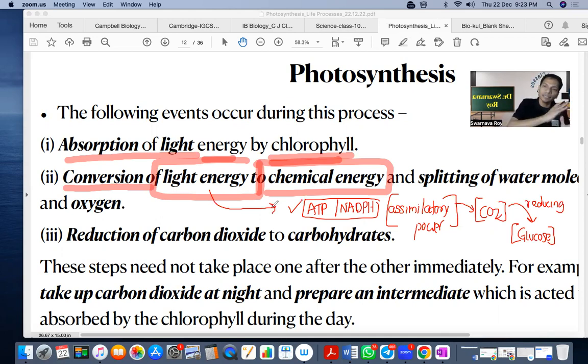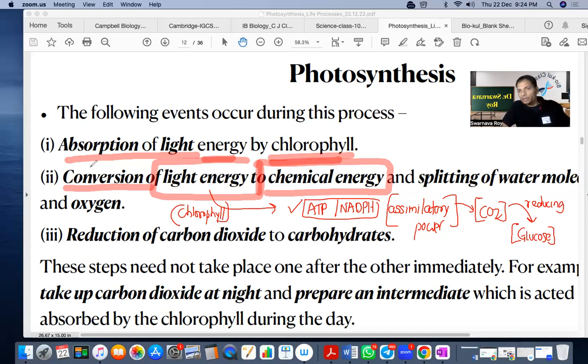Light energy is converted into chemical energy, and chlorophylls play a role in this conversion. How is this happening? By a process called the light reactions. These light reactions help in capturing the sunlight and converting it into the chemical energy of ATP and NADPH.